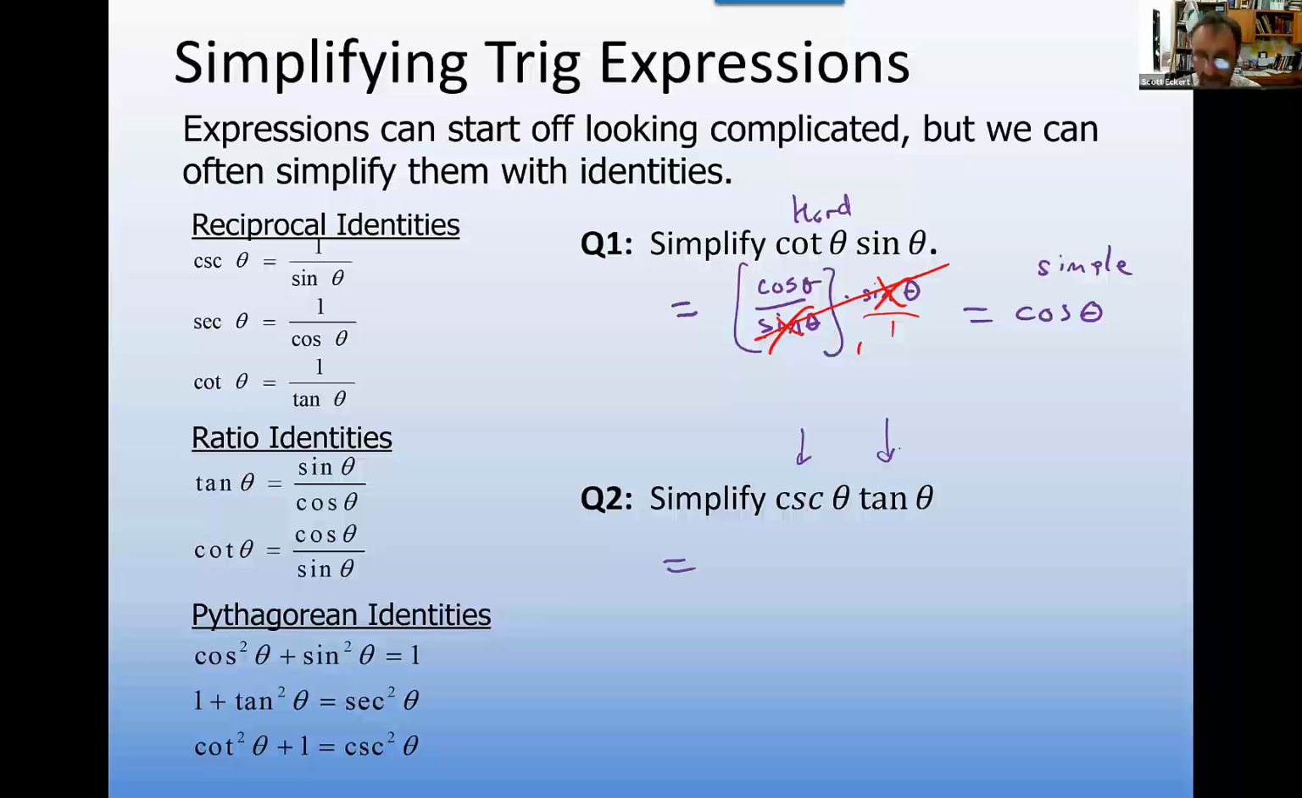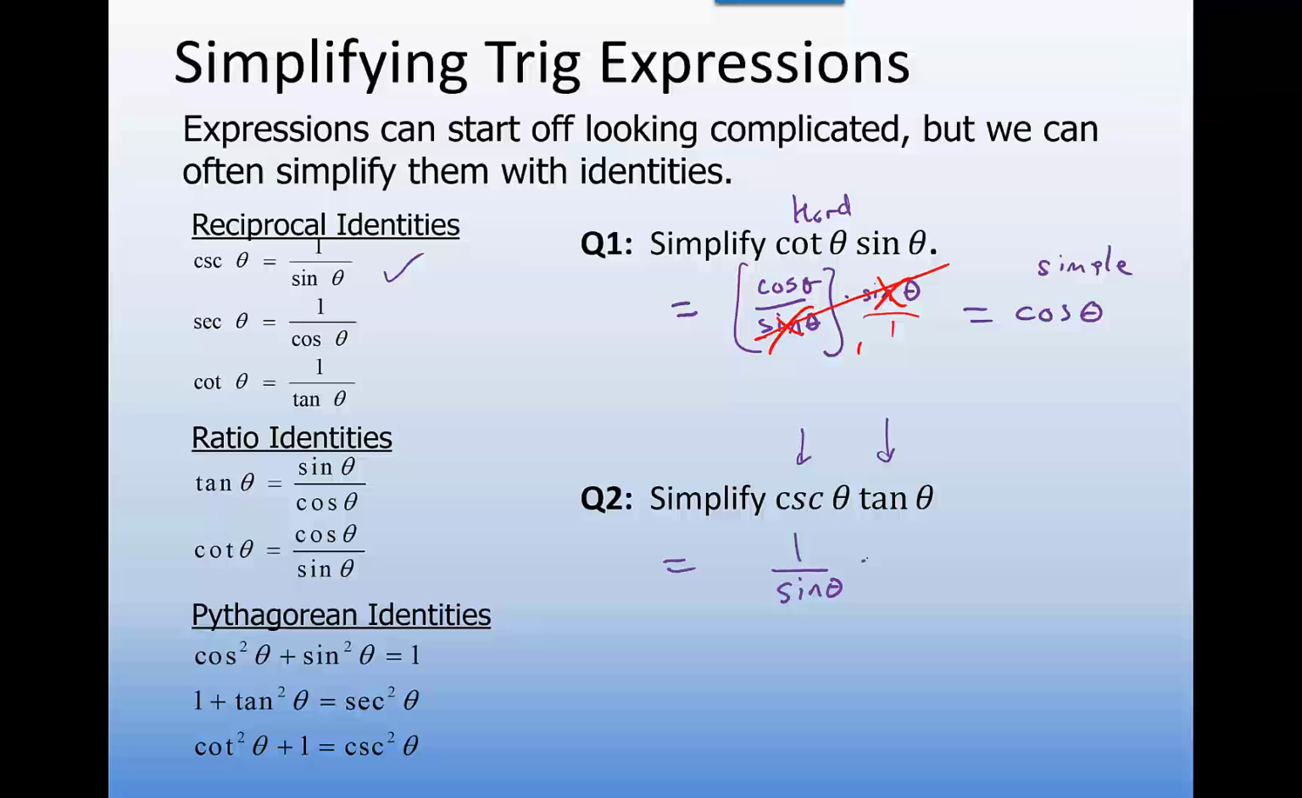Okay, what did you guys find to change the cosecant? 1 over sine. Yep, there's really only one choice, and I like that choice because I like sine better than cosecant. So now my expression has sines in it. It doesn't have the complicated cosecant in it. Okay, somebody else, what did you find to do for tangent? Sine over cosine. Yes, that I like as well. It is right over here.